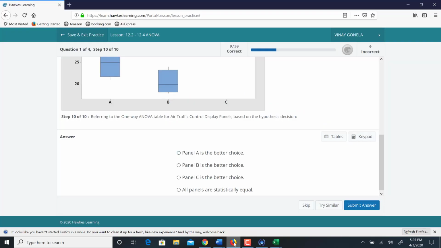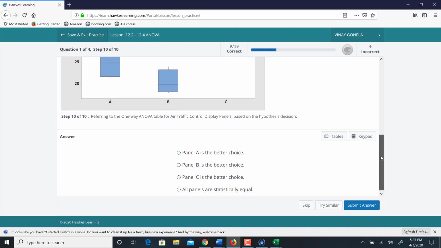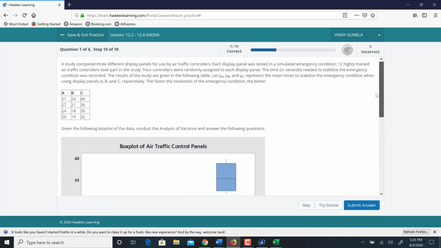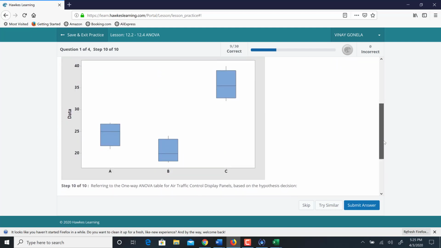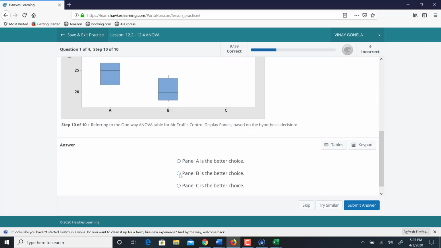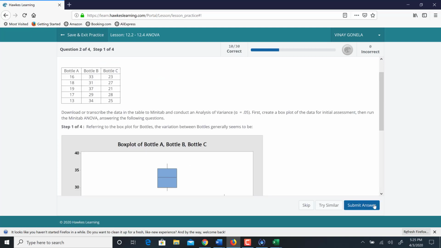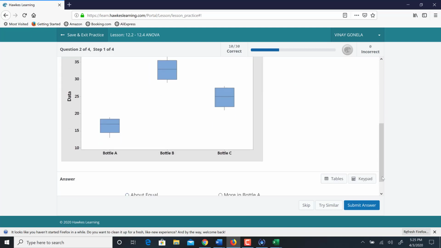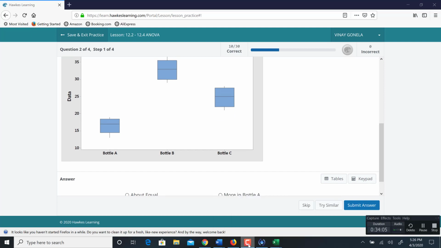So now, which is better? They're asking us which panel is better based on the hypothesis. You can look at this, and we are looking for the lowest resolution, so panel B should be better. So I can say panel B is a better choice. That is how you will be solving these kinds of problems. So this concludes my lecture on ANOVA. Thank you.